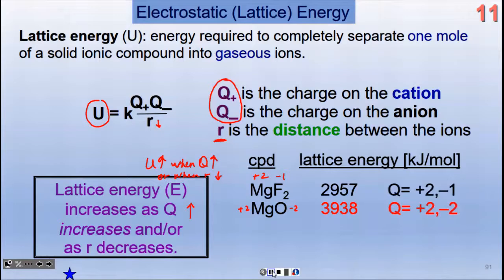Let's try some other comparisons. Oh yeah, so there's the charges +2 and -1, +2 and -2. The second one comes out to be a larger lattice energy. Nope, we're not calculating the numbers, but those are the numbers provided for you.